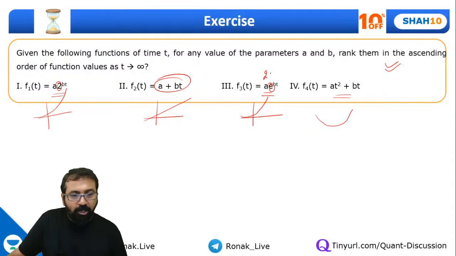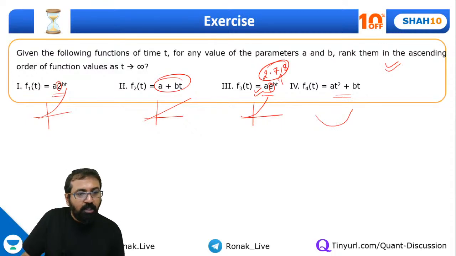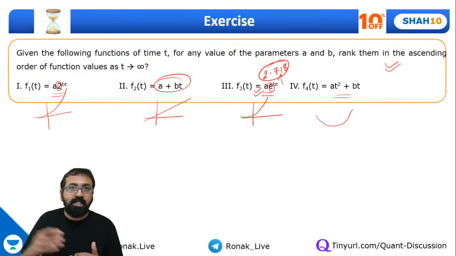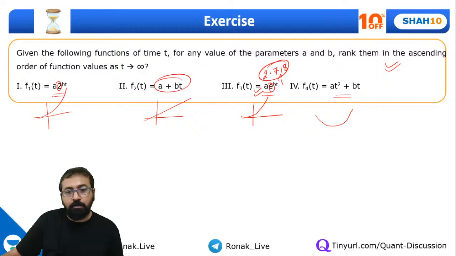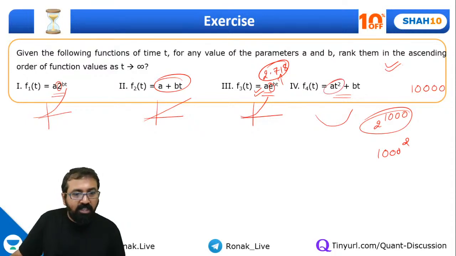e is 2.718, so definitely this will be increasing faster, and at infinity this will have higher values, because we are taking t to infinity. That means we are taking the largest value of t. Suppose you take t as 1000 or 10,000, which among these will be greater? Will 2 raised to 1000 be greater, or 1000 square, guys? Of course 2 raised to 1000 will be greater. I'm sure you understand that, and that's why this has a square while this has a power of 2.